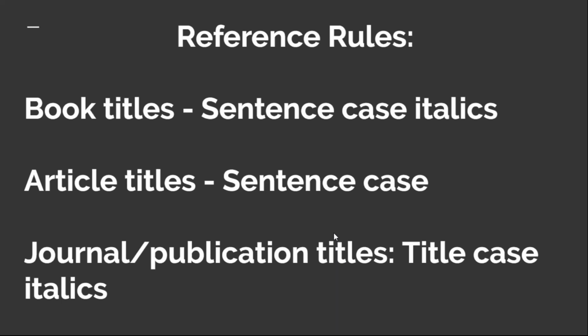And it's the same with article titles. With article titles, the only thing you're going to do to those is put them in sentence case. They won't be italicized. There's no quotation marks around them on the reference page, nothing. Just write the title out like you would write a sentence. And then journal publication titles are title case. So you're going to capitalize all major words and you're going to put them in italics.